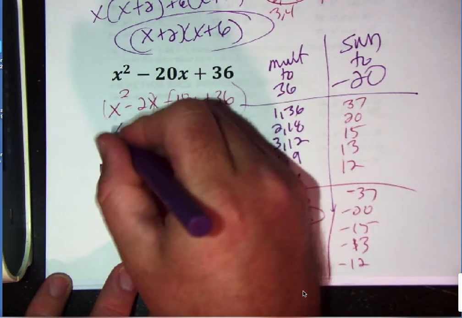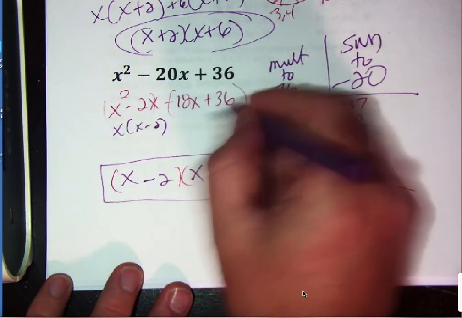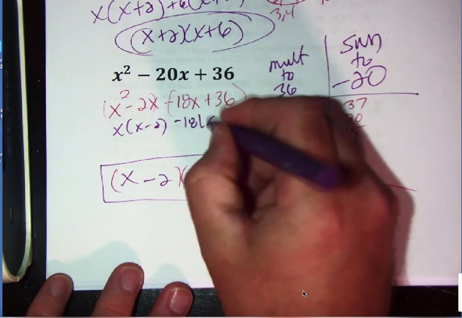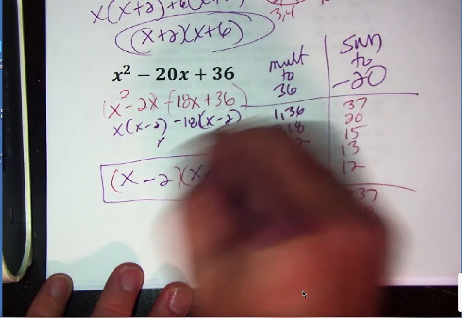I'll do it up here the long way. It gets a little tricky. I have to pull a negative 18 out of these two. There you go.